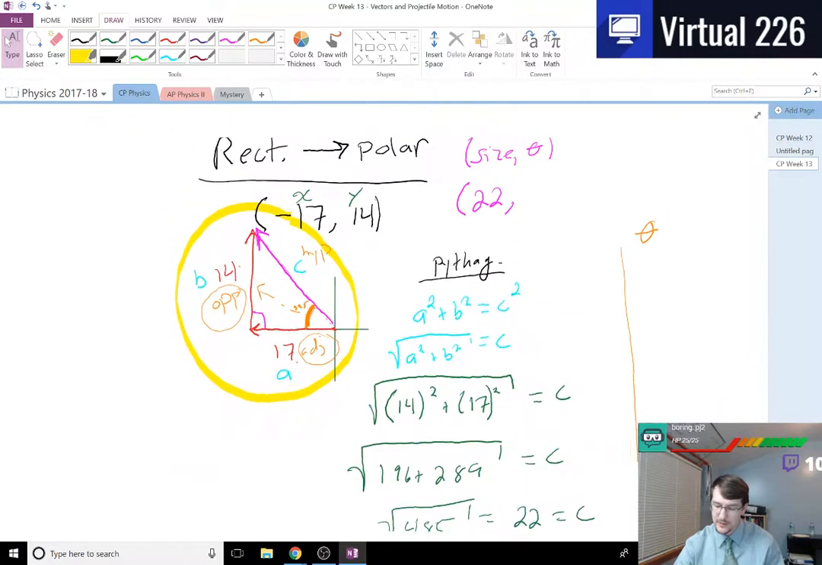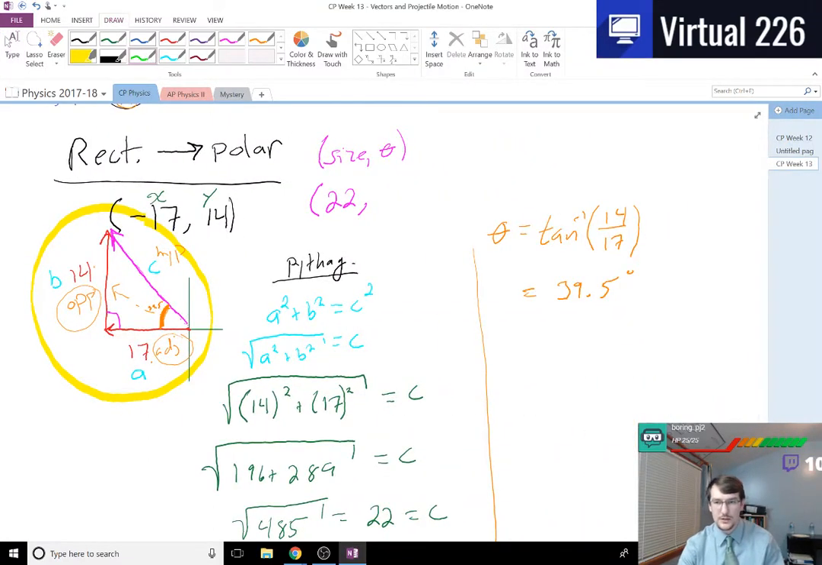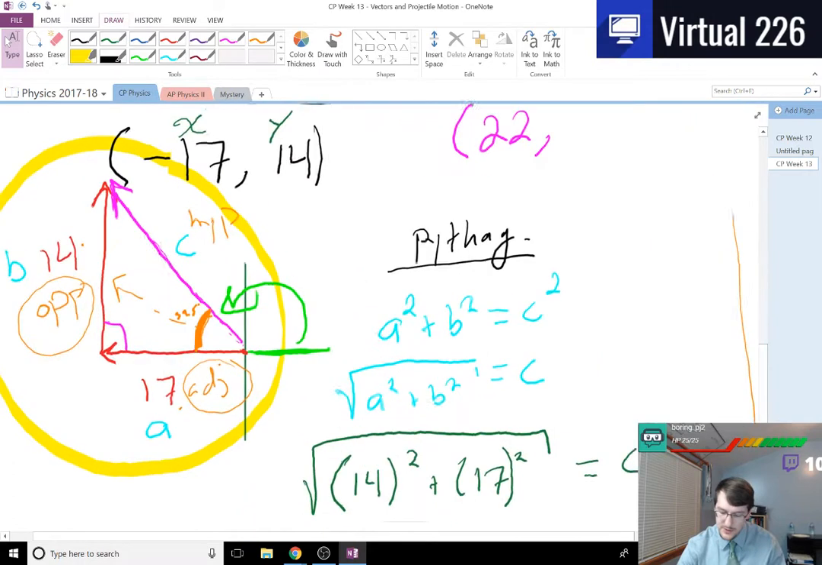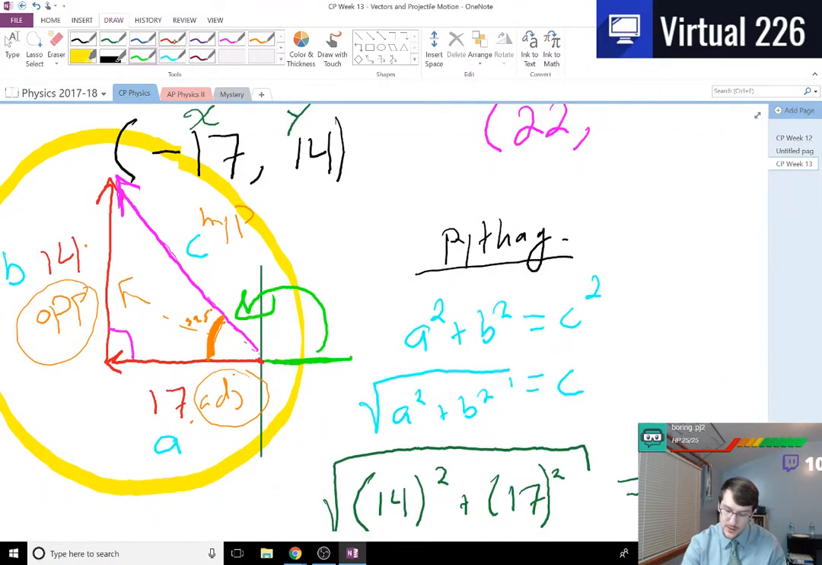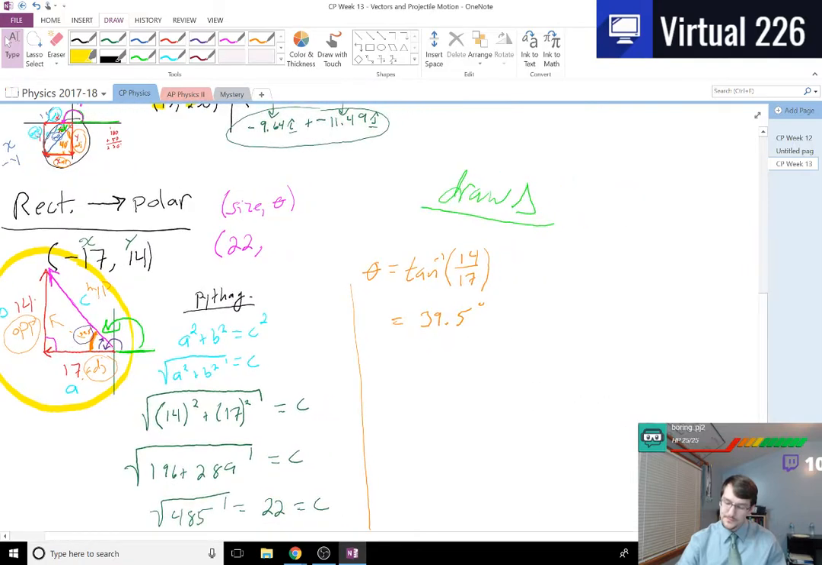But, like all good things, this never ends. That's not the angle I want. The angle you want for polar, and this is where on everybody's test I wrote, draw a triangle, you want it from the positive x-axis over to here. Now the easy way to do this is to recognize that if you went a full 180 degrees, if you made the whole loop, that's 180. But then you pulled back from it 39.5. So if you do 180 minus 39.5, because you didn't go all the way, you would get 140.5 degrees. And that is your polar angle.